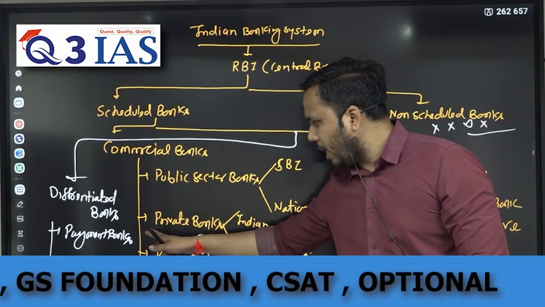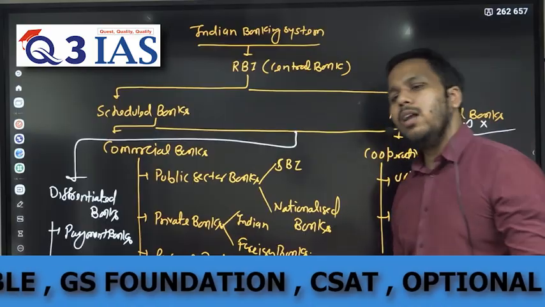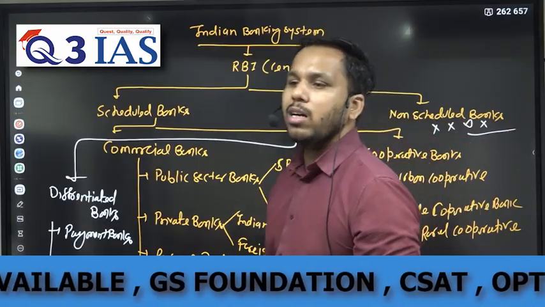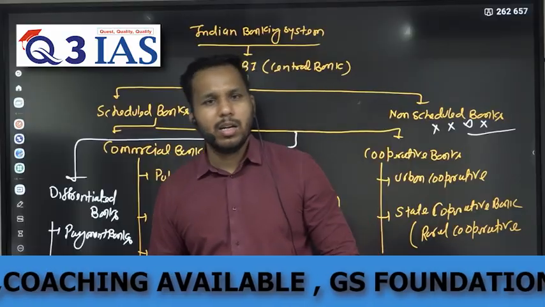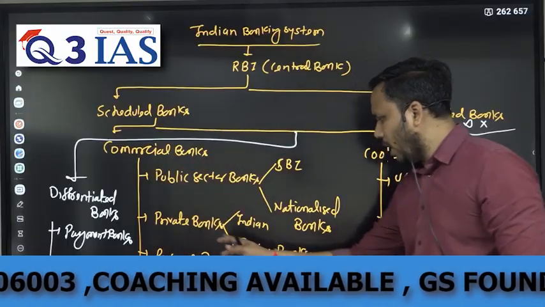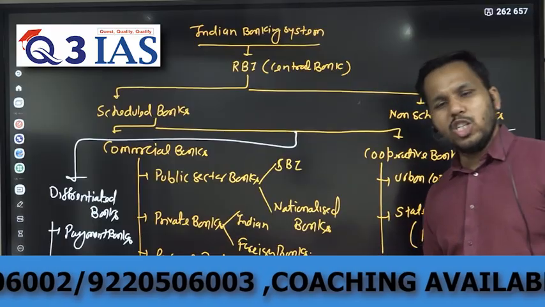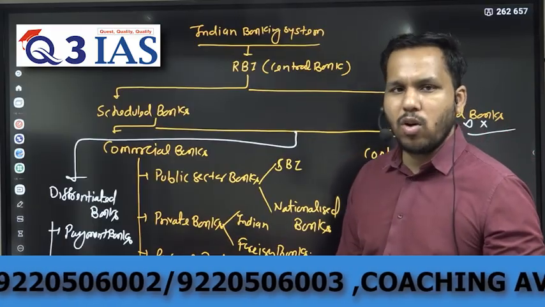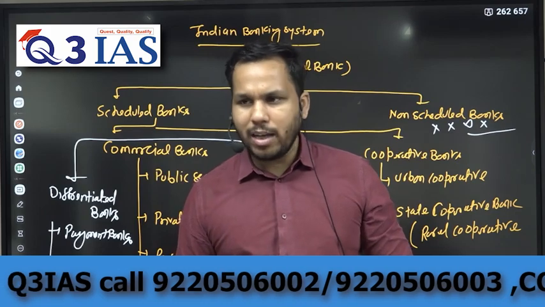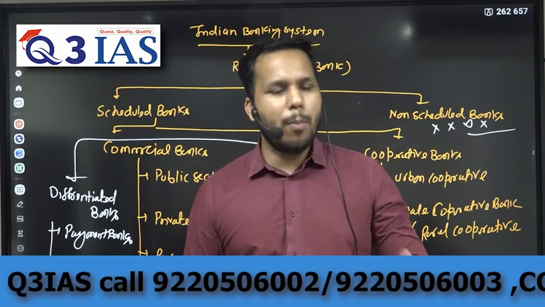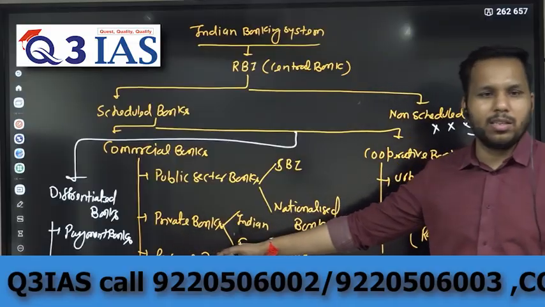And the second type of commercial bank is private bank. In India, there are Indian private banks just like ICICI, HDFC, Kotak Mahindra Bank. And on the other hand, there are foreign banks like HSBC, Standard Chartered Bank, Bank of America, Royal Bank of Scotland. These banks are operated in India, but they have the status of private banks.